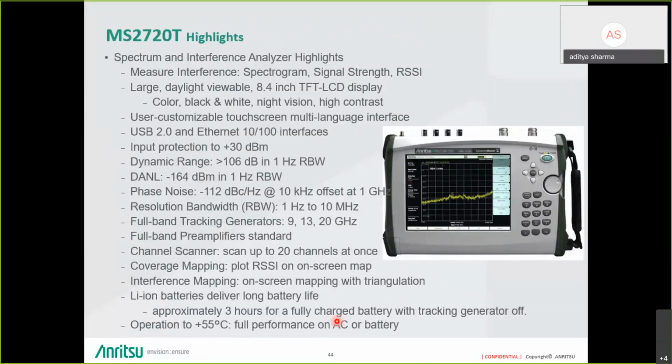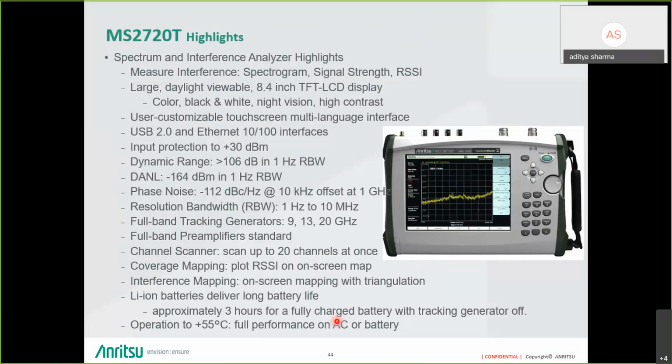If I talk about the highlights, the measurement part has measurements for interference, spectrogram, signal strength, and received signal strength indicator. Then it's a touch screen based 8.4 inch TFT display. It can be connected to a PC or network using Ethernet or USB. Then dynamic range, if I say, it has a dynamic range of 106 dB at 1 hertz, which is good. And if you see the DNL, which is minus 164, it is comparable to a benchtop.